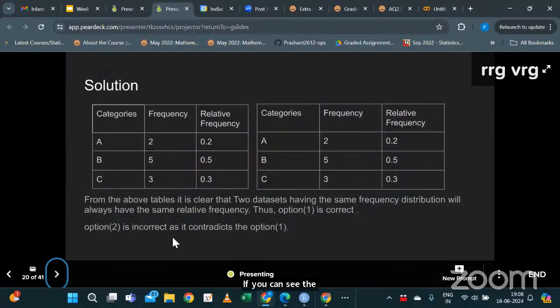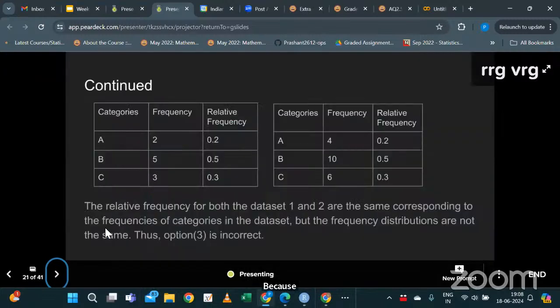So only one option is correct. I think this is clear, right? Same thing you can see here. Relative frequencies are the same for this data set, but the frequency distribution is not the same. While if the frequency distribution for both data sets is the same, then the relative frequency will be the same.